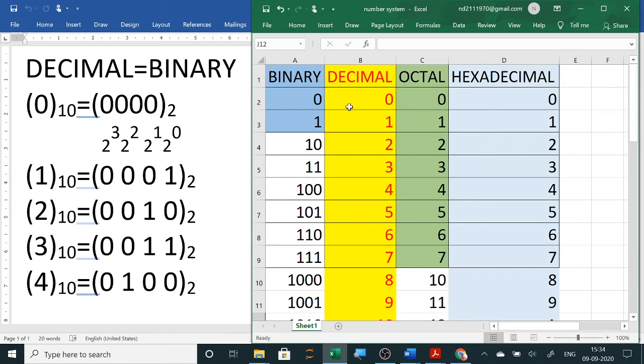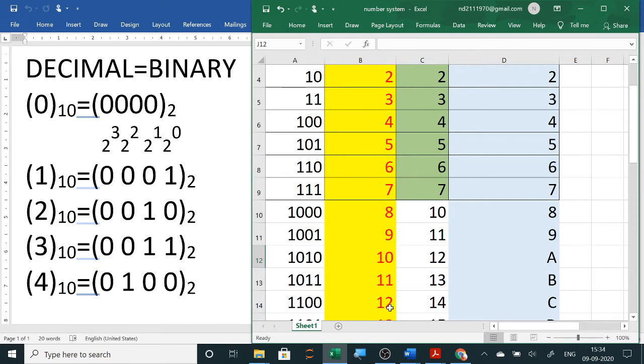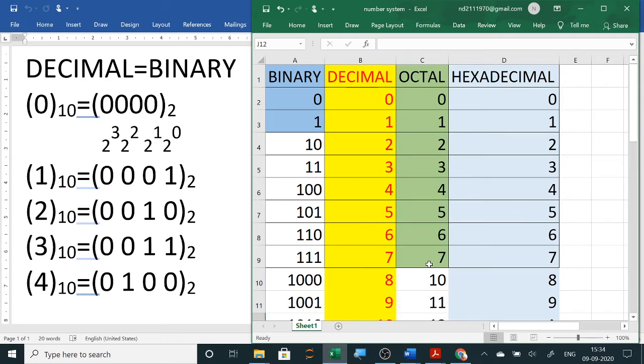This we have already done. Decimal will be 0 to 9 and then after that it will start repeating. Octal will be 0 to 7. So till here you can see the decimal, octal and hexadecimal are the same; only the binary will be in 3 digits, that is 111. Clear? Now we can convert from one number system to another number system.